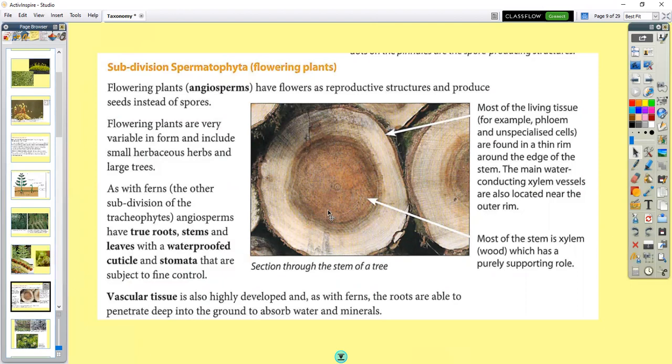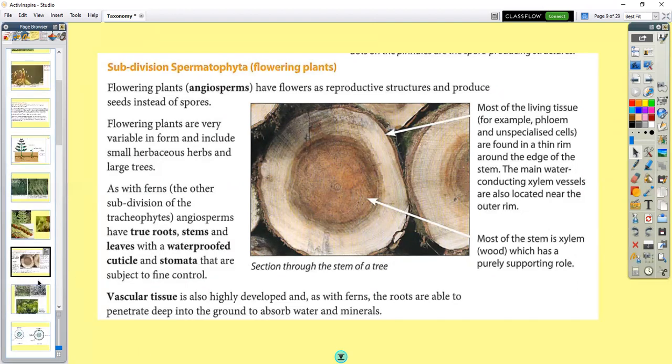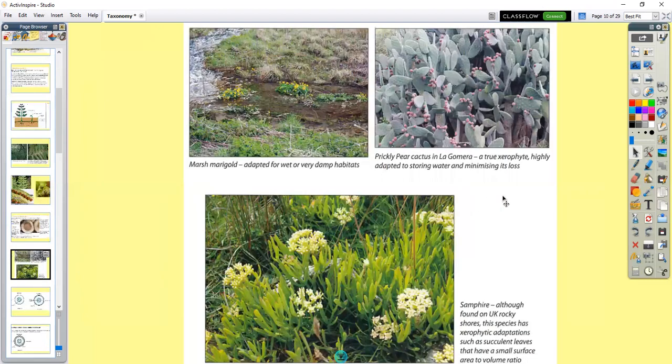Many flowering plants form trees, so they can have wood, which forms as they get a bit older, obviously, or as they develop. And that is mainly made up of the xylem, so they can develop that sort of wood structure. There are typical sort of flowering plants as well. Again, they can live in different types of areas. Some can be xerophytic, so live in very dry conditions. Some are adapted to live in very damp habitats.